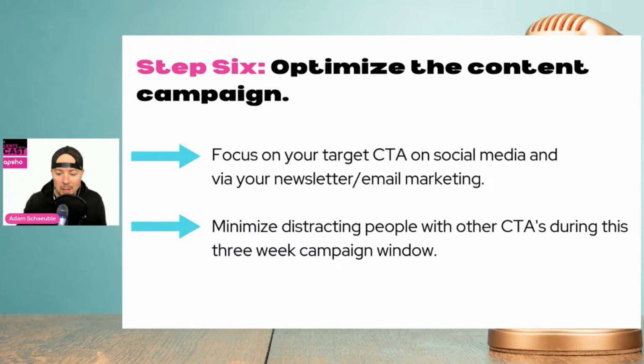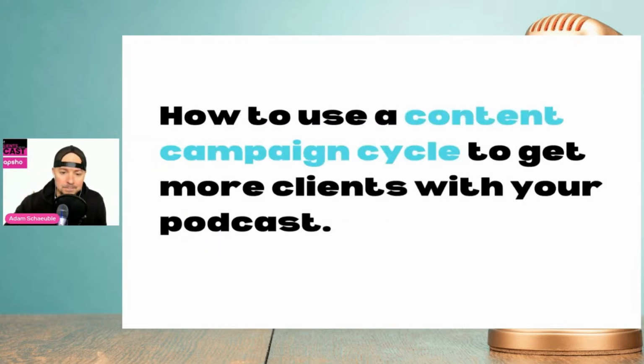Most people, if you do your job as a content creator, they'll be back for more. They'll listen to other episodes. They'll read other newsletters. They'll see other posts on social media, which you can mention a different CTA, but not during this 3-week window. That's super important. All right. So those are the 6 steps that I recommend taking to create a content campaign cycle so that you are no longer so sucky at converting podcast listeners into paying clients.